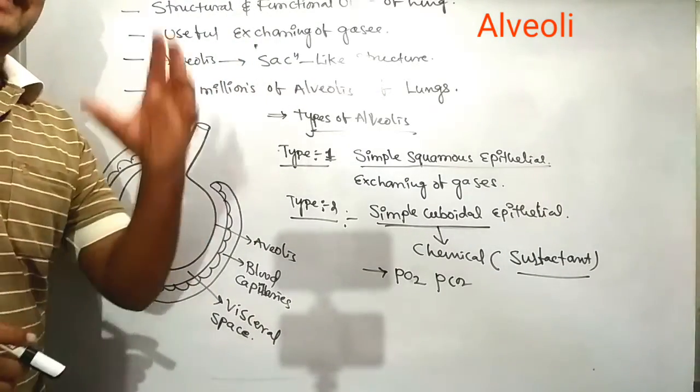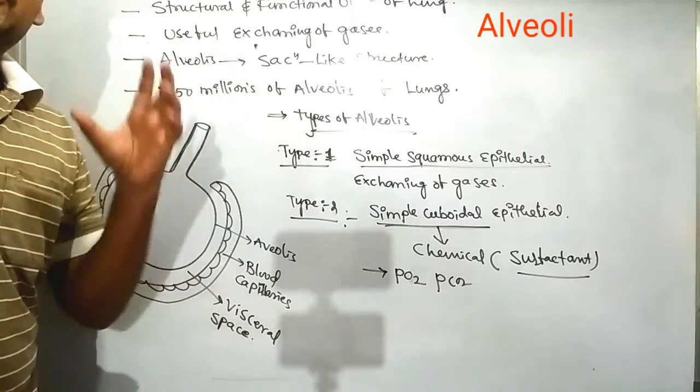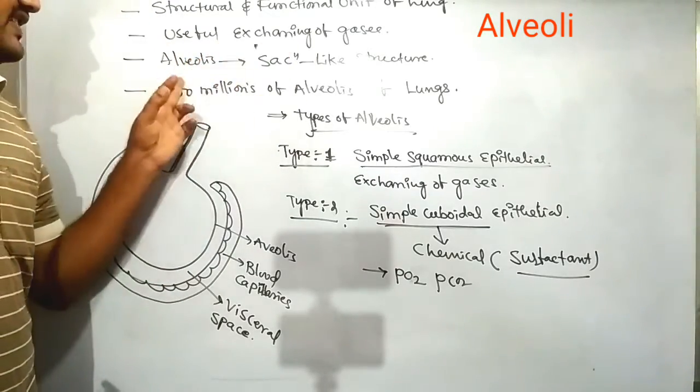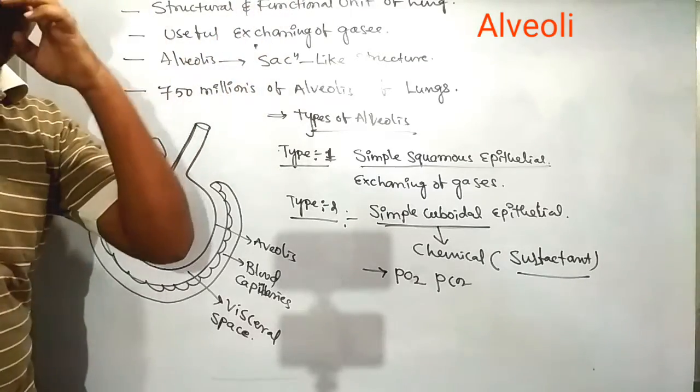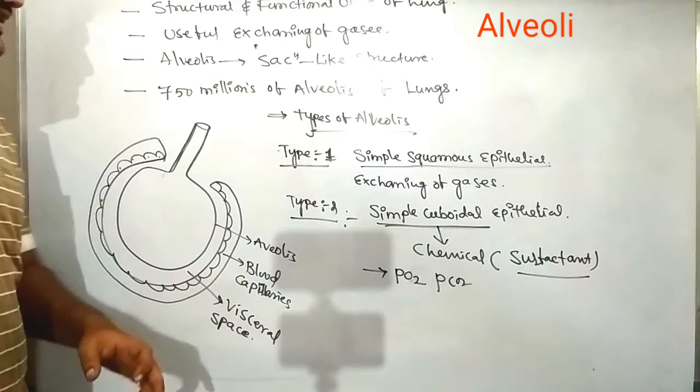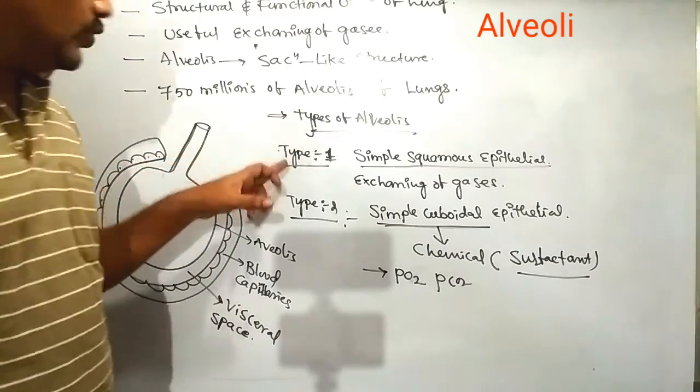Alveoli are sac-like structures useful for the exchange of gases. The alveoli are the structural and functional unit of the lung. How many alveoli are there? 750 million alveoli are there in the two lungs. The types of alveoli are two: type 1 and type 2.